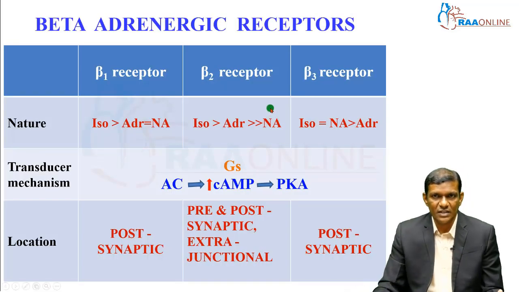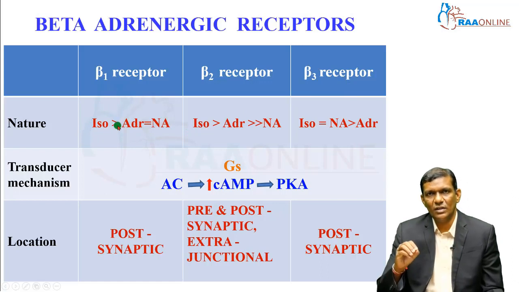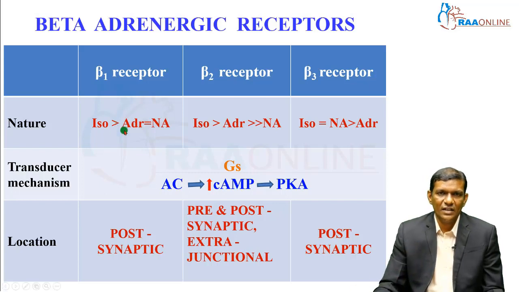Coming to the beta adrenergic receptors, as we all know, there are three types of beta adrenergic receptors. I am not going to talk about the alpha adrenergic receptors. Which catecholamines can act on the beta receptors? One is isoprenaline, then adrenaline and noradrenaline. The affinity is shown in this table for the various subtypes. Isoprenaline acts only on the beta receptors and has no actions on the alpha receptors, whereas adrenaline and noradrenaline act on both alpha and beta receptors.